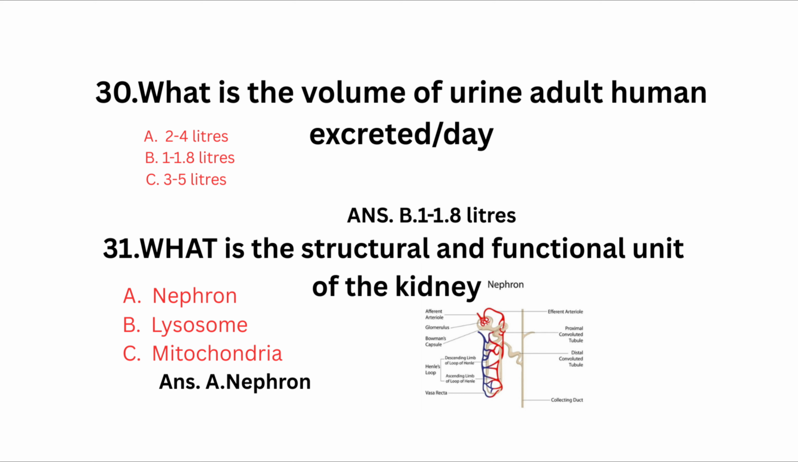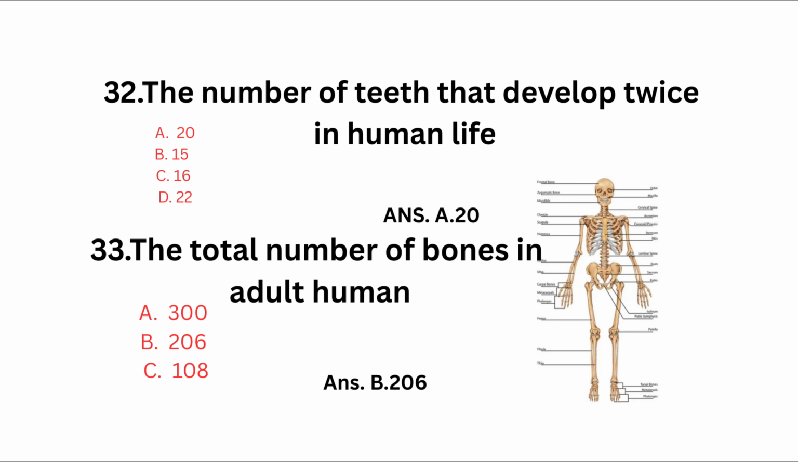30. What is the structural and functional unit of the kidney? A. Nephron. B. Lysosome. C. Mitochondria. The answer to this question is nephron. The whole unit of nephron is given in diagrams on the right.